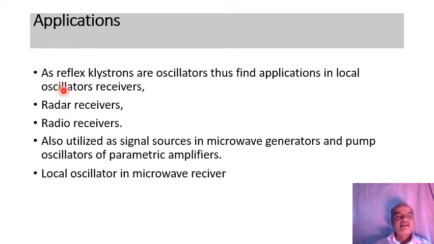Then applications. As reflex klystrons are oscillators, they find application in local oscillators of receivers, radar receivers, radio receivers, and are also utilized as a signal source in microwave generators and pump oscillators of parametric amplifiers, and also as a local oscillator as previously mentioned. So reflex klystron is used at very high frequencies. Conventional tubes can't be used at higher frequencies, and the disadvantages of two cavity klystrons are removed in the reflex klystron. So it is very well used in radar receivers, radio receivers, then local oscillator in microwave receivers.